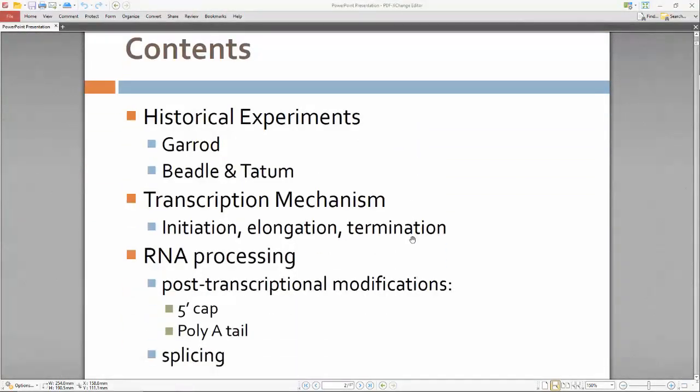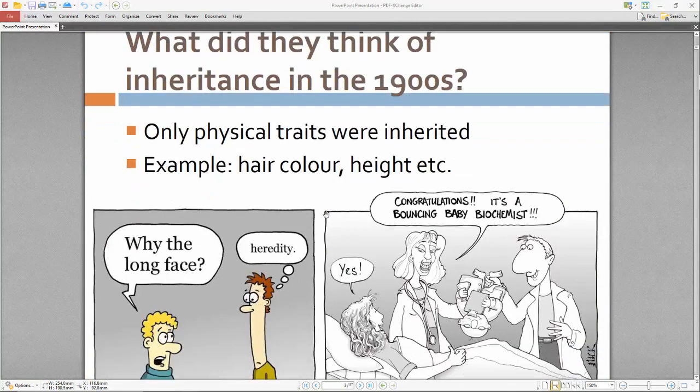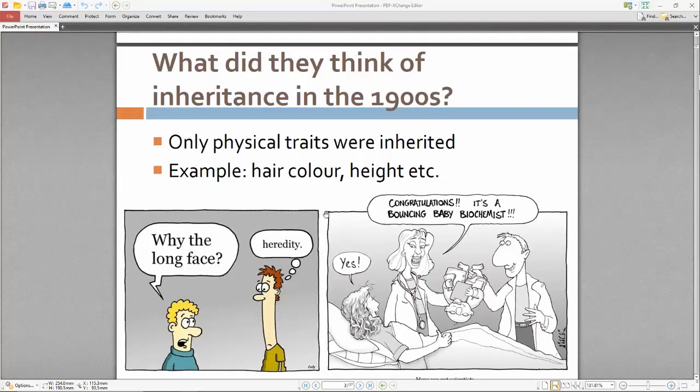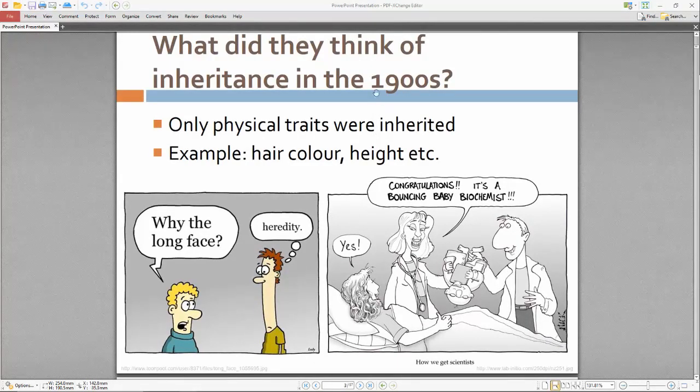We are going to start with some experiments. So, we're going to start with Garrod's hypothesis and the Beadle and Tatum experiment. Alright, so in the 1900s, what did they think of inheritance? In the 1900s, the understanding was that only physical traits could be inherited, for example, your hair color, your height, stuff like that.